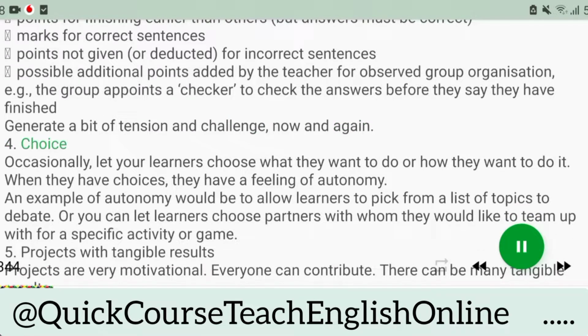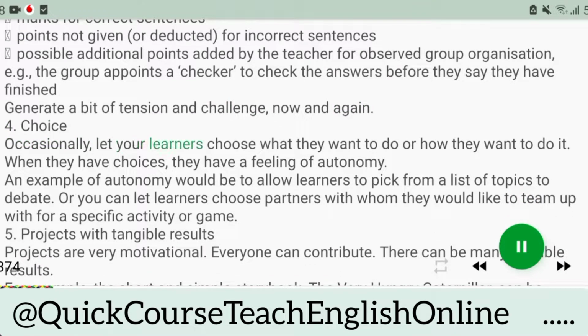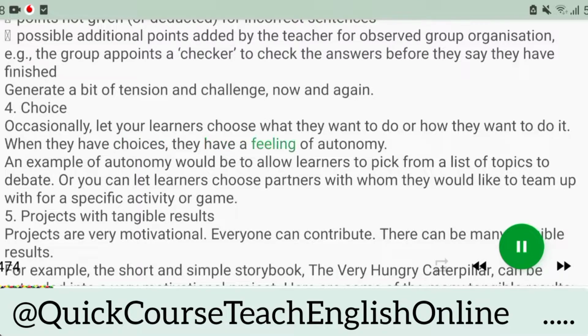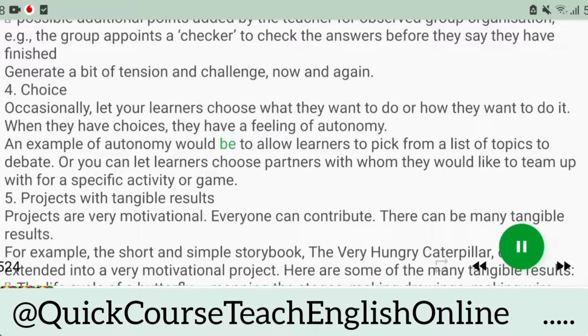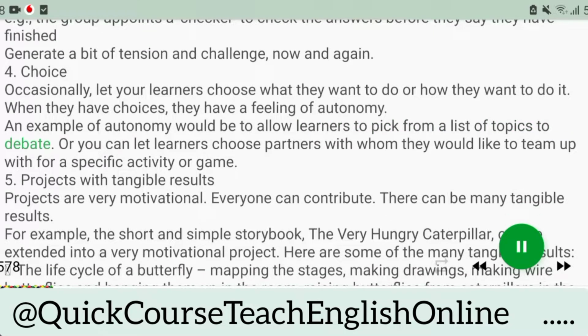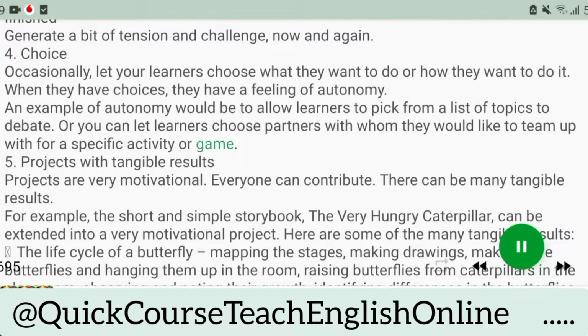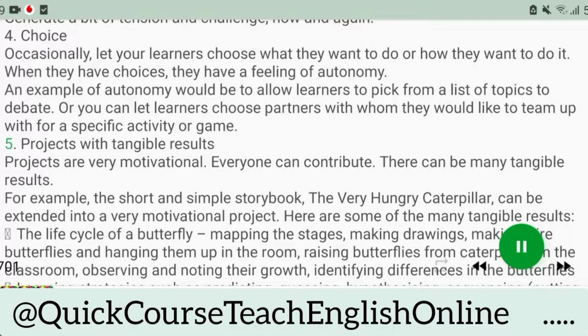4. Choice. Occasionally, let your learners choose what they want to do or how they want to do it. When they have choices, they have a feeling of autonomy. An example of autonomy would be to allow learners to pick from a list of topics to debate. Or you can let learners choose partners with whom they would like to team up with for a specific activity or game.